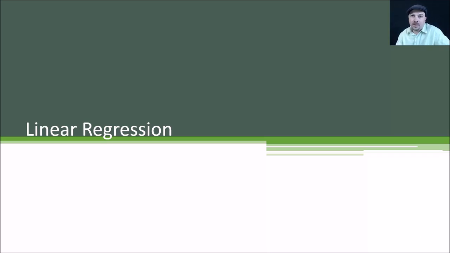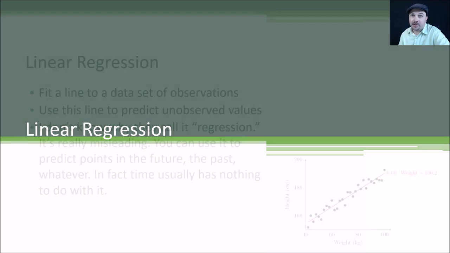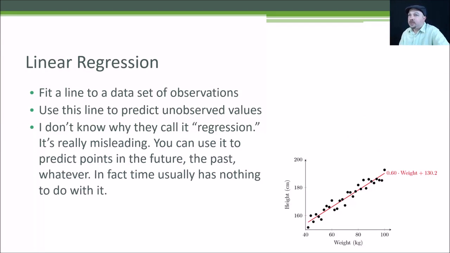So let's start off by talking about the simplest form of regression analysis, linear regression. You hear a lot about regression analysis in the field of data science. Sounds fancy, but it's actually a very simple concept. Linear regression, all it is, is fitting a straight line to a set of observations. That's it. That's all there is to it.